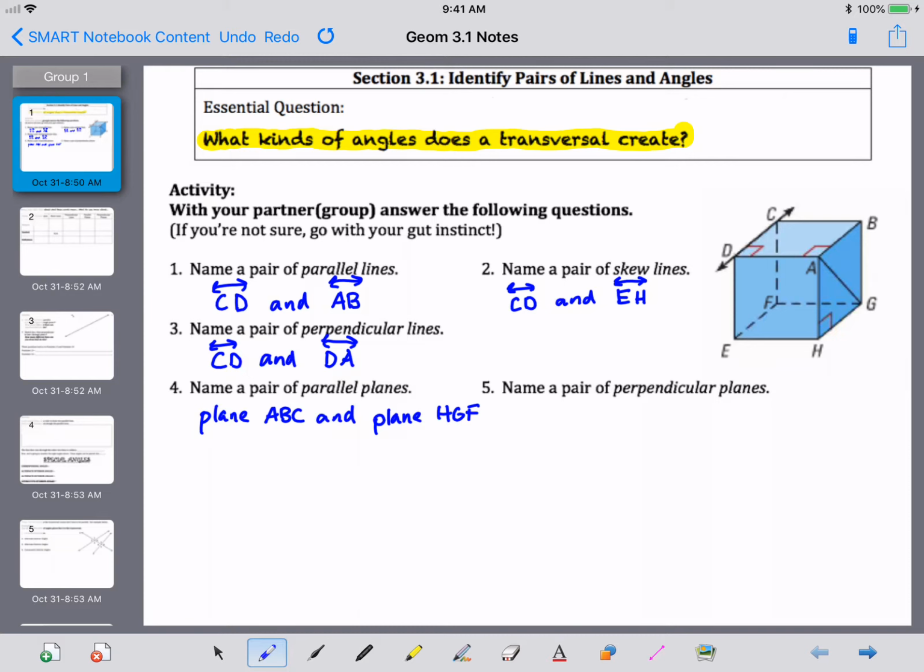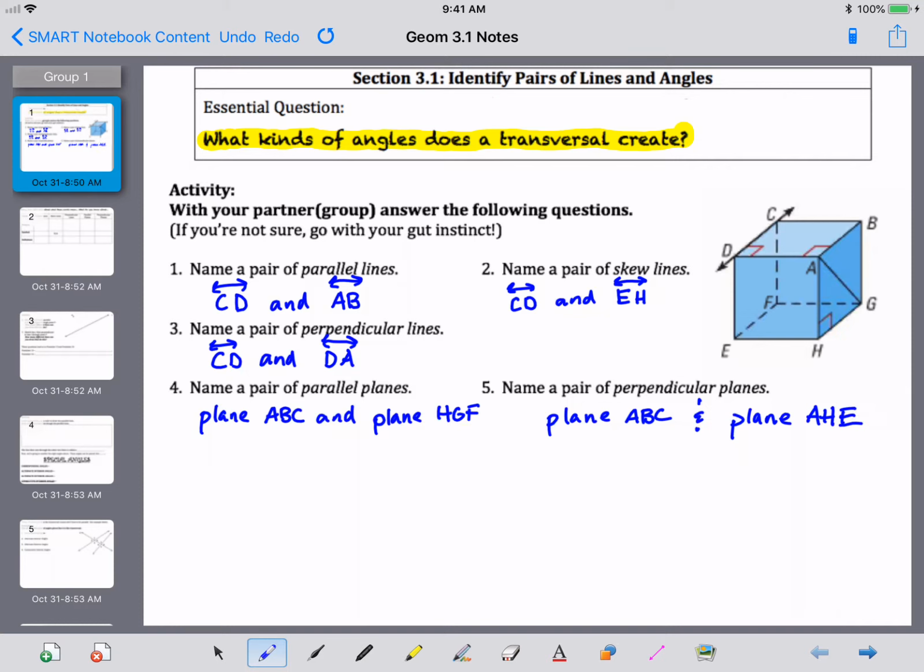All right, last one, a pair of perpendicular planes. I see that the top of the box, so plane ABC again, is perpendicular to any one of the sides of the box. I'm going to use the front of the box, so this plane on the front here, which would be plane AHE. Those two planes would be perpendicular. They meet at a right angle.